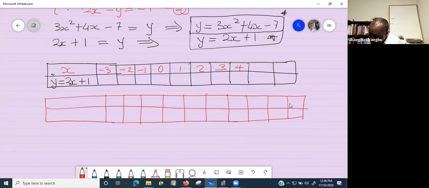Okay, so this is your x value, and this is your negative 3, negative 2, negative 1, 0, 1, 2, 3, 4. So this is y equal to 3x squared plus 4x minus 7. All right? So now, how do we generate these values?